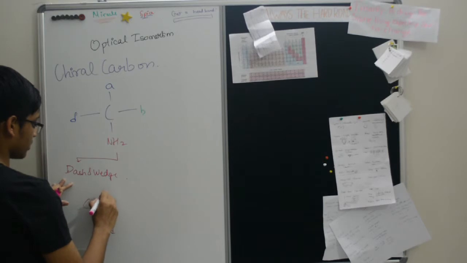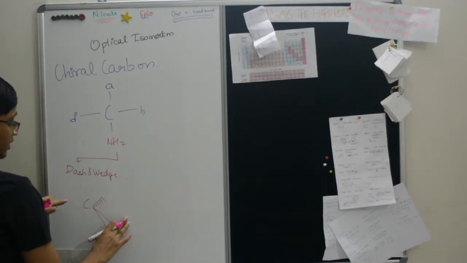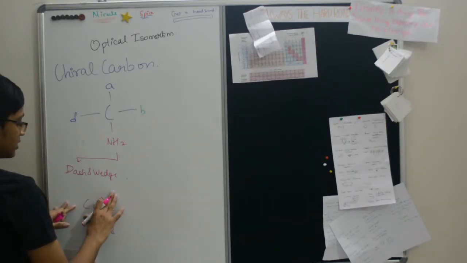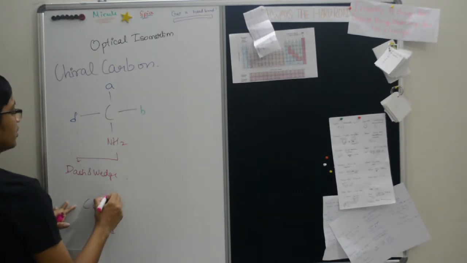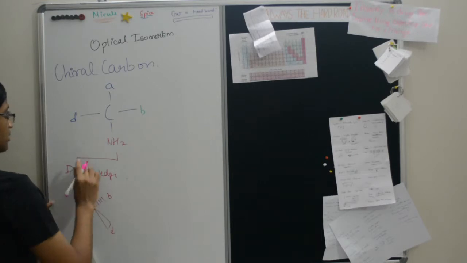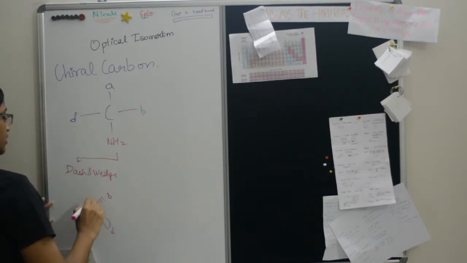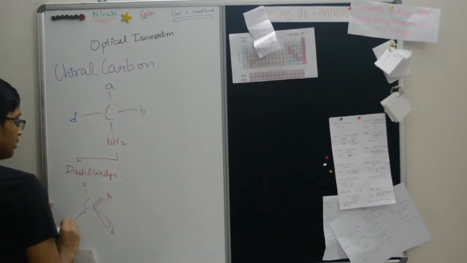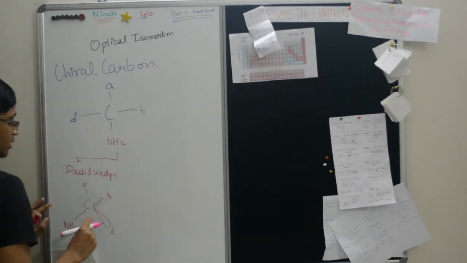Next you have the wedge, which is the thing which is closest to you. The dash is the thing which is farthest from you. So it will be B in this case. Then you can exhibit the upper two, A and H2, in this way.